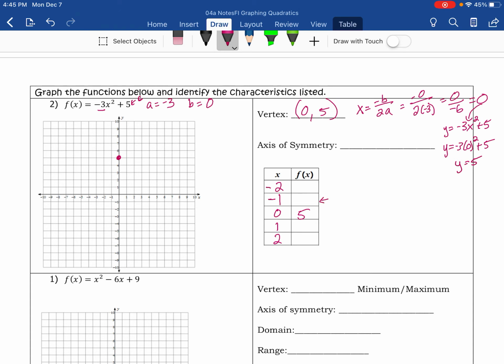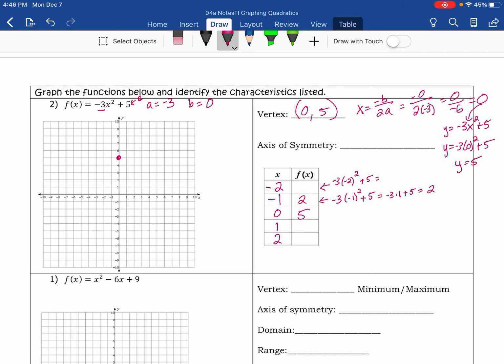Okay, how do I find my Y values for this? What you're going to do is substitute the X value into the original equation. Now make sure you put parentheses around it. So this is going to be -3 times (-1) squared plus 5, which is going to be -3 times +1 plus 5, which is going to be 2. Okay, I do the same thing here.